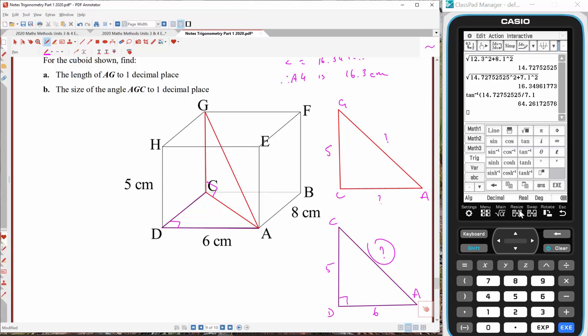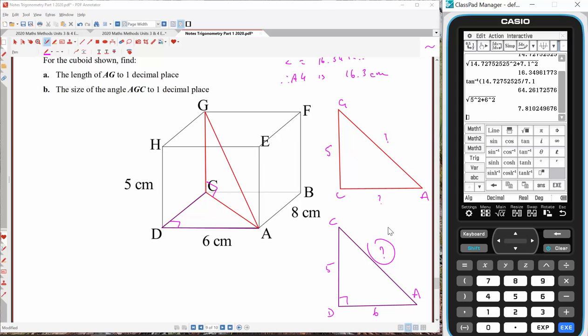I'm just going to do this quickly on the calculator. So where is it? Shift root and 5 squared plus 6 squared, and we're square rooting the result. That means that is 7.81..., which is the same as that. So we're going to use that to get that.